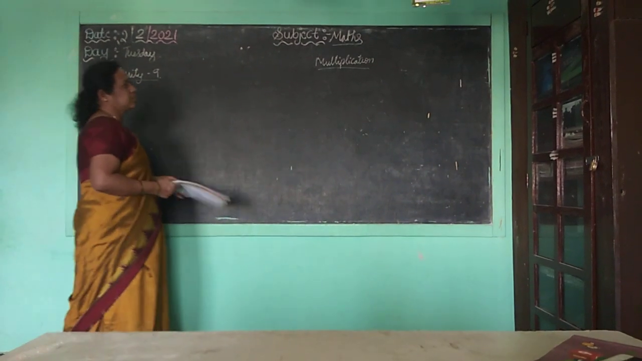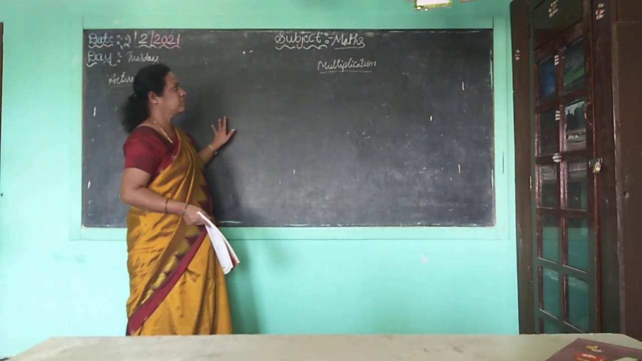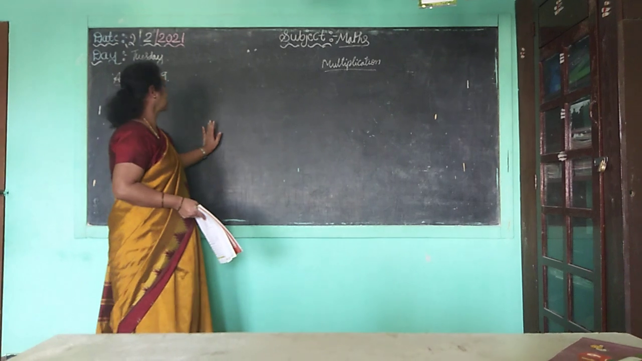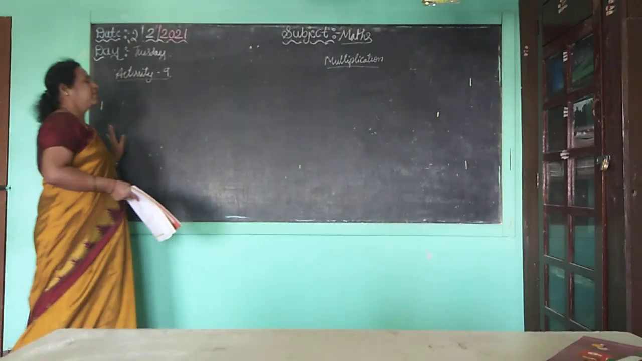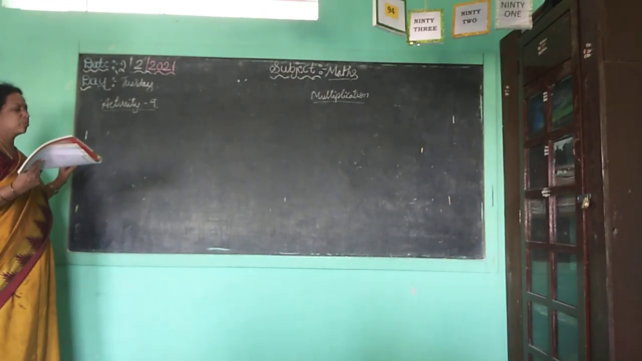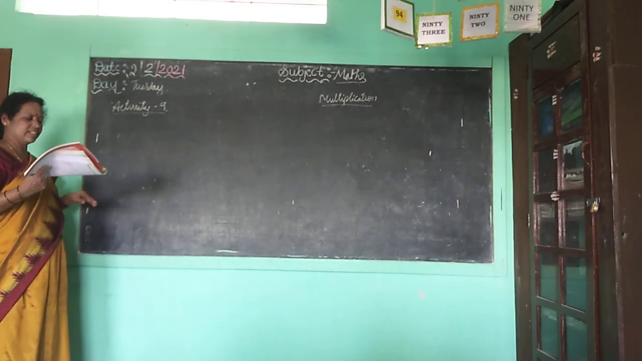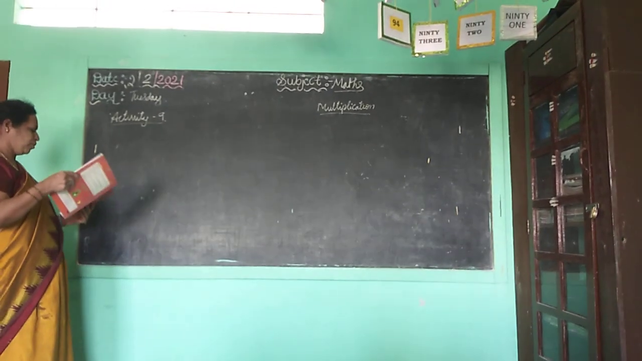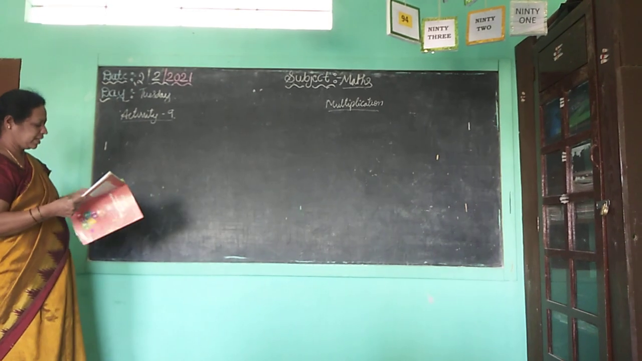Last class we learned about multiplication and did the word problems with two-digit numbers. Today we are going to study multiplication only. Turn to page number 53 in your textbook, activity 9, children. Multiplication of a two-digit number by a two-digit number.